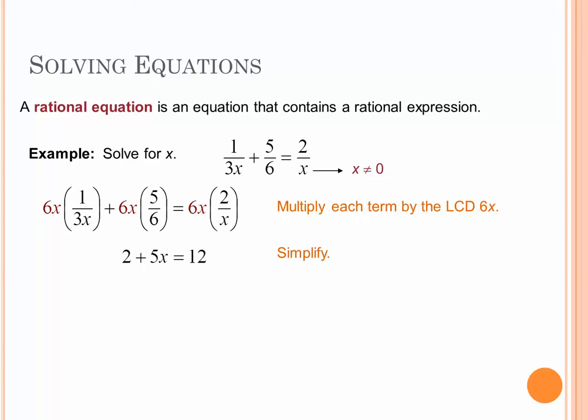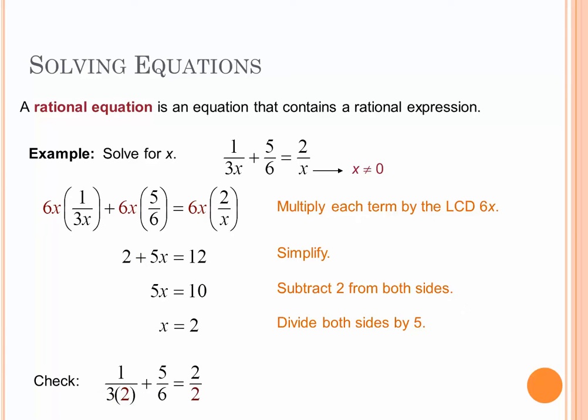Subtract your 2 on both sides. Divide by 5 on both sides, and we get x equals 2. Now compare the x equals 2 with what we said in the beginning. X was not allowed to equal 0. So there's no contradiction here.